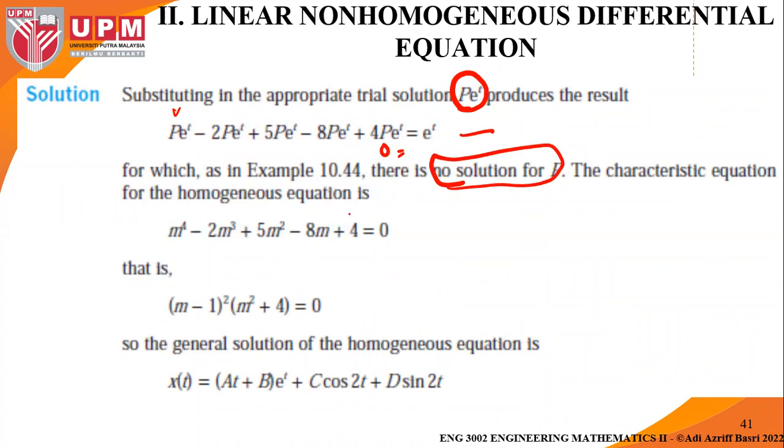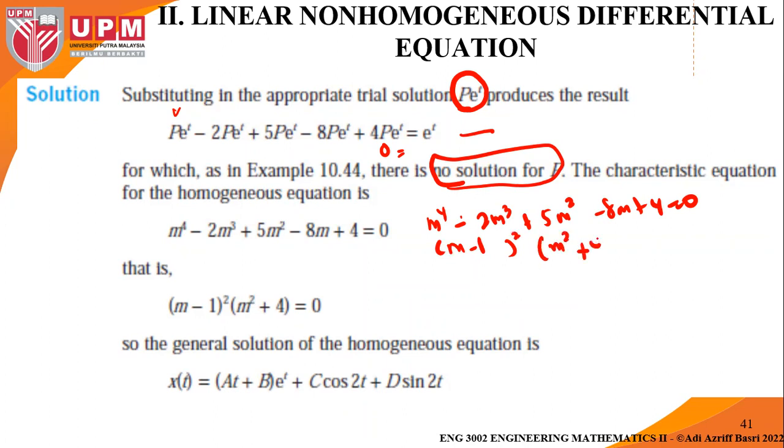So what you need to do here, you use the linear concept. So we use M^4 minus 2M^3 plus 5M^2 minus 8M plus 4 equal to 0. So you can simplify it by factorizing. You will get (M minus 1)^2 (M^2 plus 4) equal to 0. So for your M, you will get several roots. The first one is root 1. You use this one.